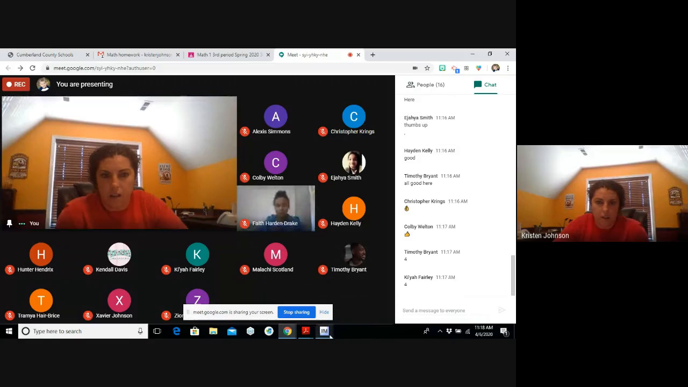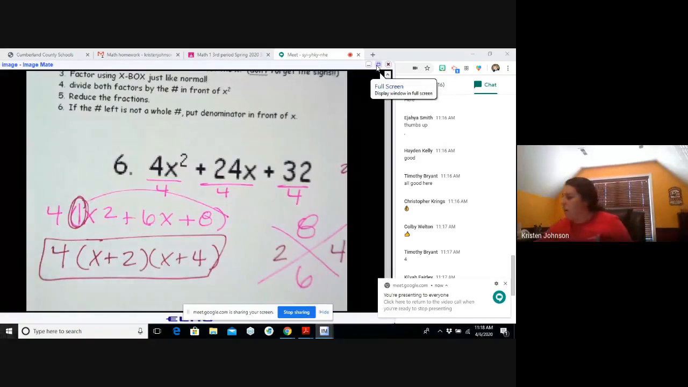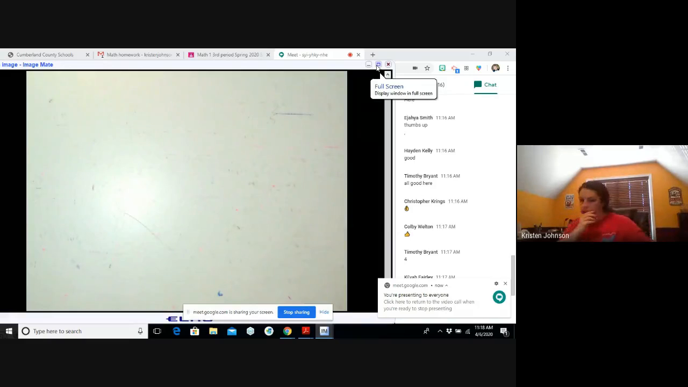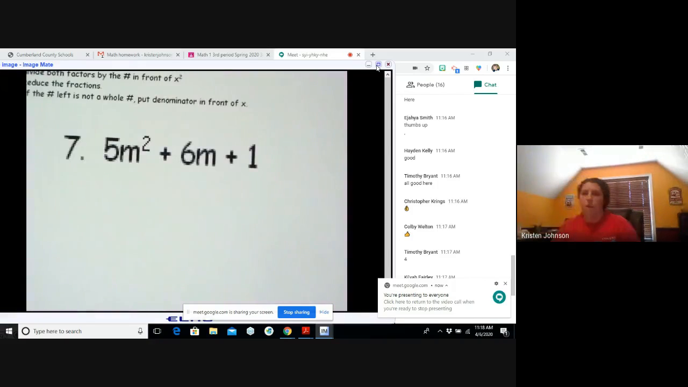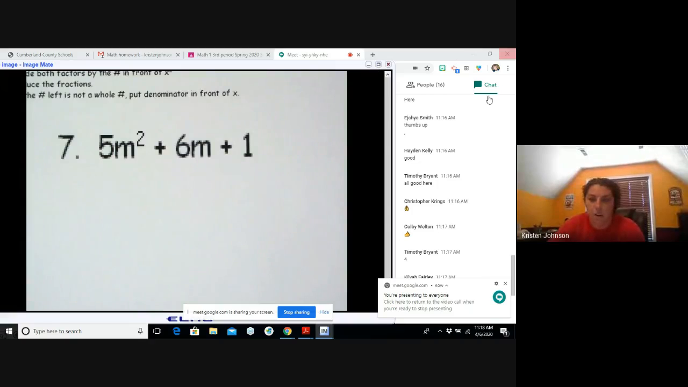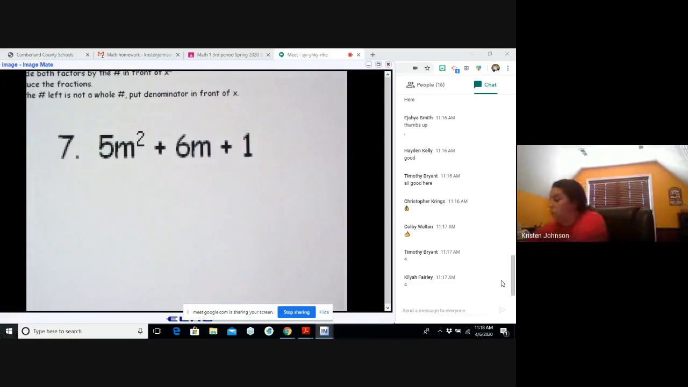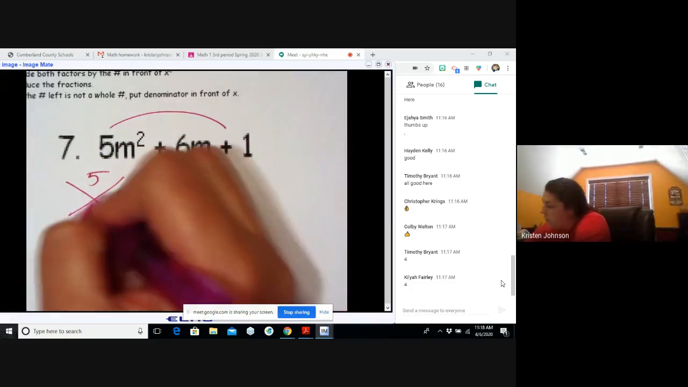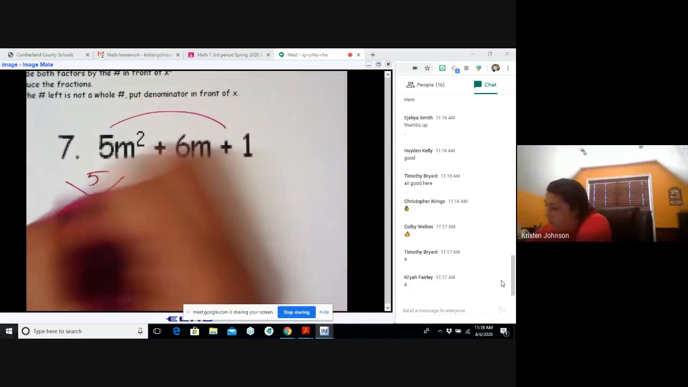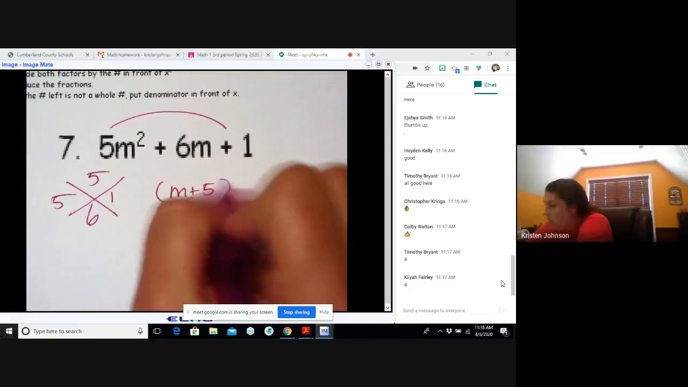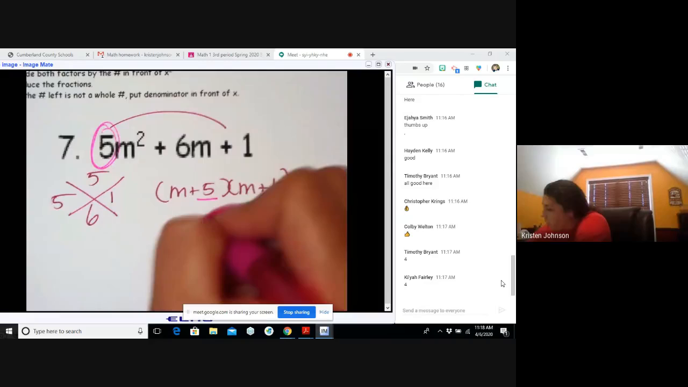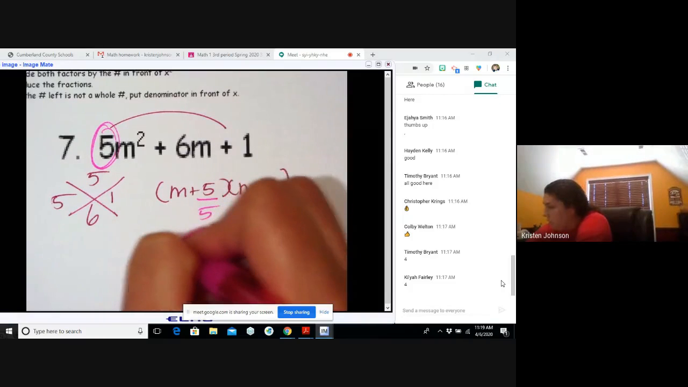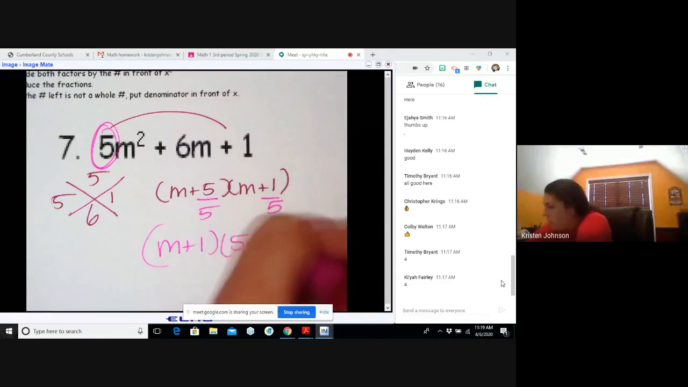All right. Let's look at the next one. So the next one I have is right here. Now, is there a GCF between 5, 6, and 1? No, there's not. So we're just going to do 5 times 1, which gives me 5, and 6 goes in the bottom. The only thing that multiplies to give me 5, y'all, is 5 and 1. So we've got m plus 5 and m plus 1. And we're going to divide those by our front number that we multiplied by, which is going to give me m plus 1 and 5m plus 1.